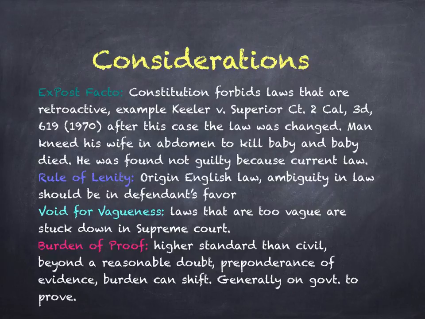Burden of proof. Now, there's a higher standard in the criminal court than in the civil court for the burden of proof. Typically, the burden of proof starts with the state or the government to prove, but the burden can shift to the defendant. Remember, it's beyond a reasonable doubt and preponderance of the evidence, typically.